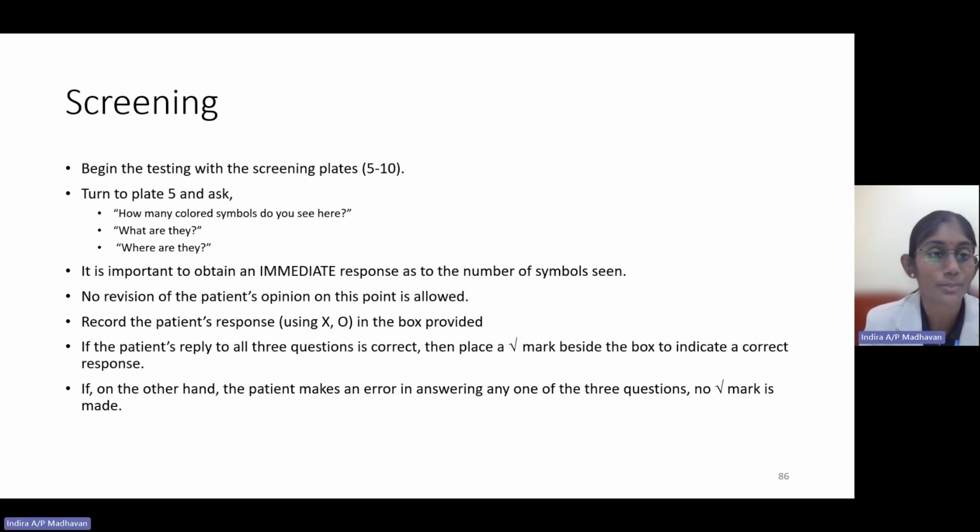So it is important to obtain an immediate response as to the number of symbols seen. So you have to get an immediate response. If let's say the patient is lagging in giving an answer, then something is not right with the eye. No revision of the patient's opinion on this point is allowed. Okay, if let's say the patient says red, and then after a while they want to change the answer, no, record the first one. What they can immediately see is the one that matters for us.